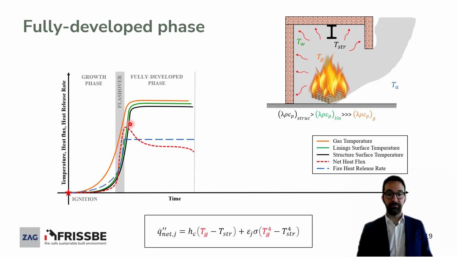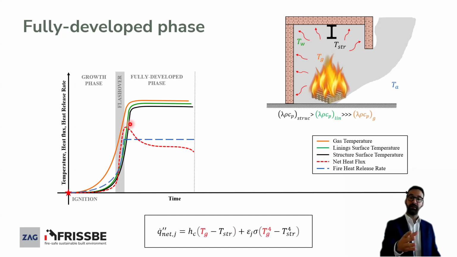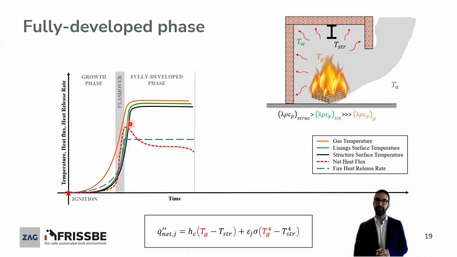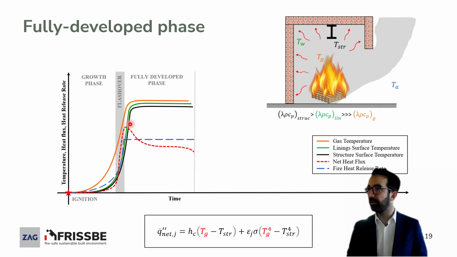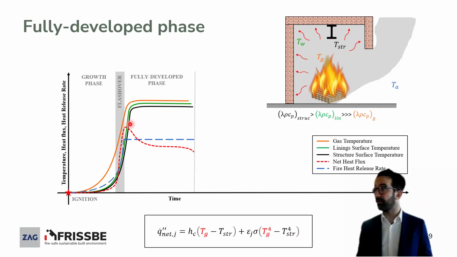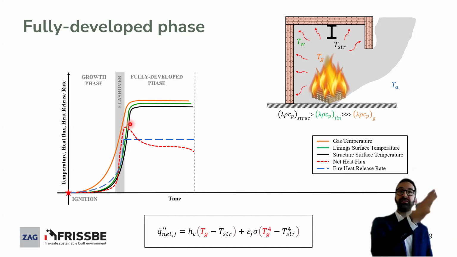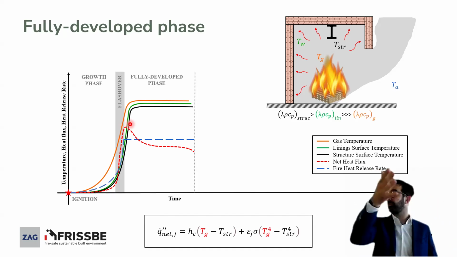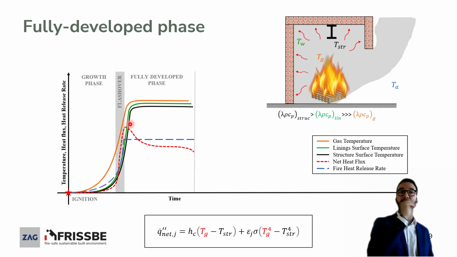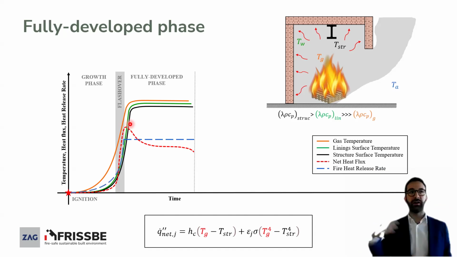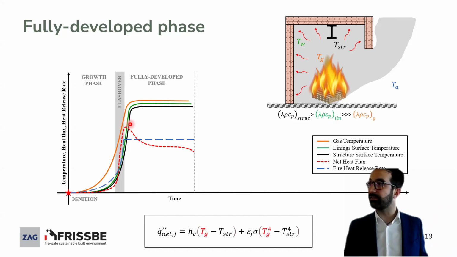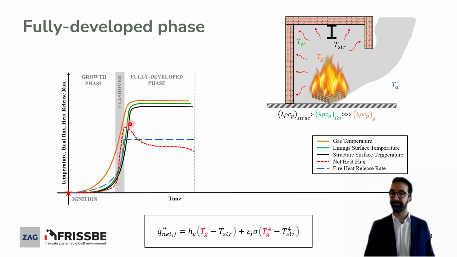Now, if we discuss heat transfer in the compartment itself, as I mentioned earlier, the characteristic of the fully developed phase of the fire is that we have a very thick smoke, very dense, very black. So for any structure that is exposed, for example on the ceiling, like in this case, the main heat transfer comes from the smoke layer. Both the convective term and the radiative term are exchanged between the smoke layer and the structure itself.